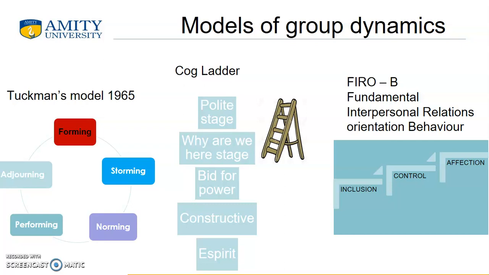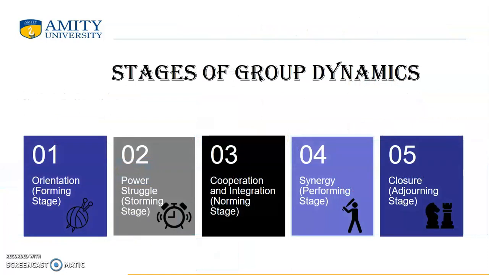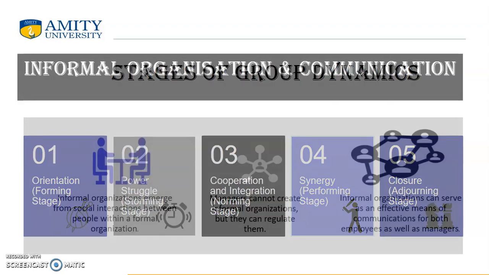When you talk about the models of group dynamics, we see the Tuckman model, 1965, with forming, storming, norming, performing, and adjourning, the Cog's Ladder technique, and the Fisher technique for group dynamics. The stages of group dynamics include the forming stage, that is the orientation; the second phase, the storming phase, that is power struggle; the third is the norming stage, that is cooperation and integration; the fourth is the performing stage, that is the synergy; and the fifth is the adjourning stage, that is closure.